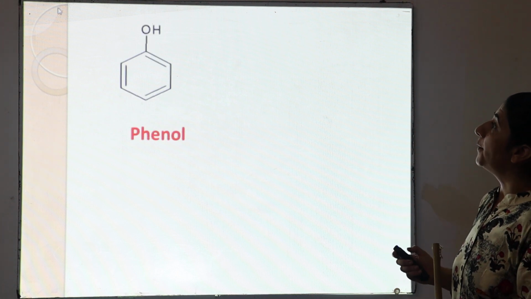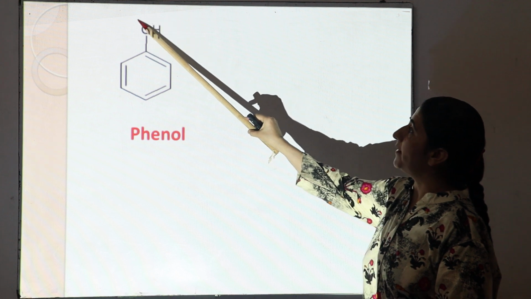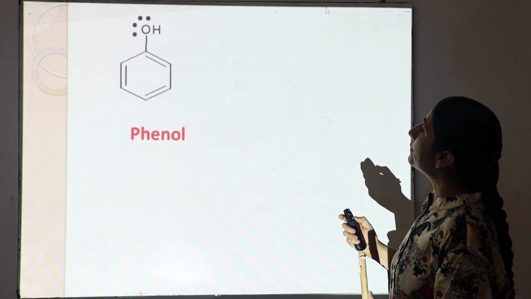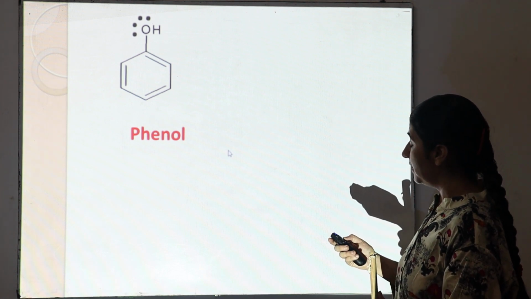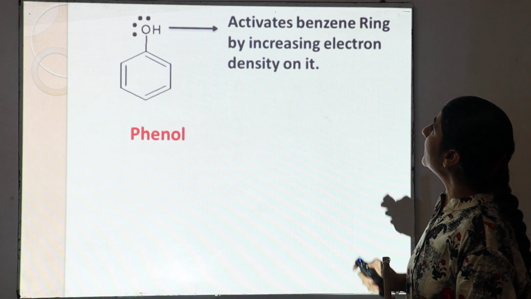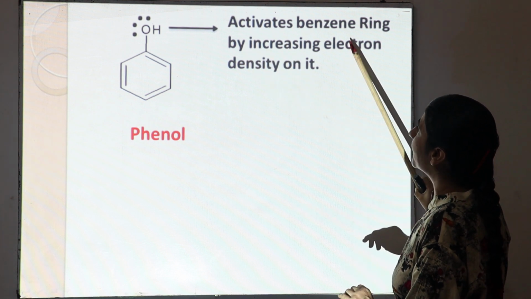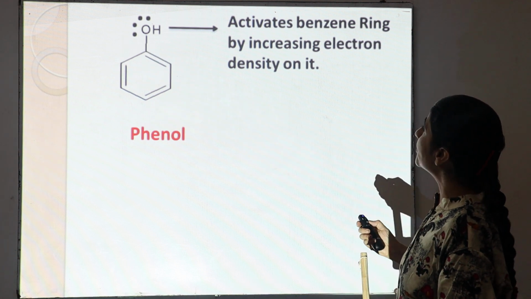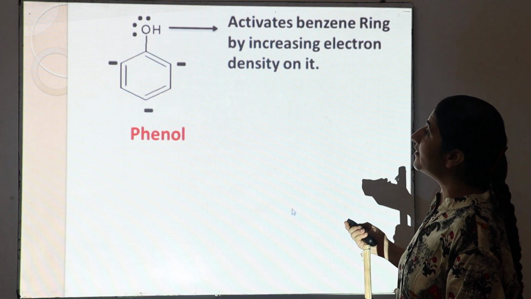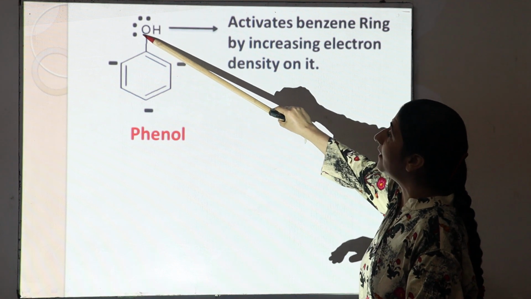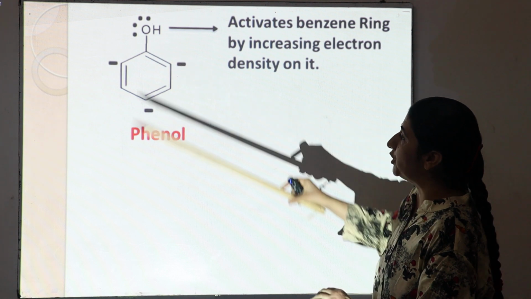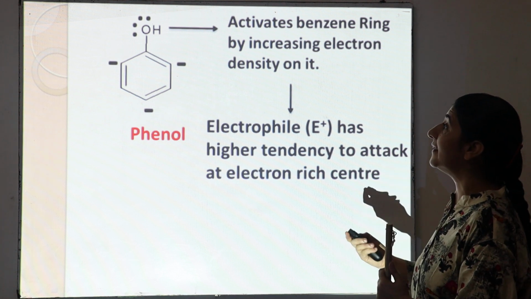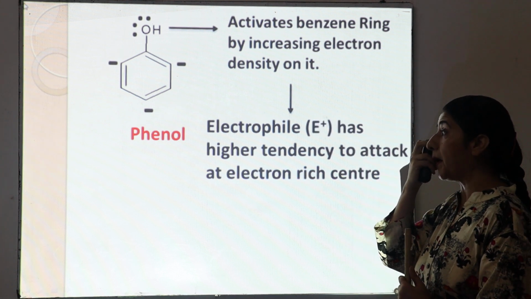in phenol there is an OH group in which the oxygen contains a lone pair. Due to the presence of this lone pair on the oxygen atom, the oxygen activates the benzene ring by increasing the electron density at the ortho and para positions. Due to this activation of the benzene ring, the oxygen donates negative charge at these positions, so the electrophile has a high tendency to attack these positions.